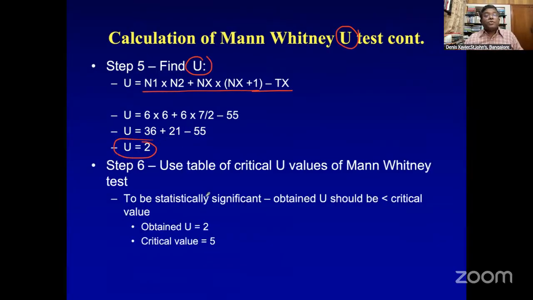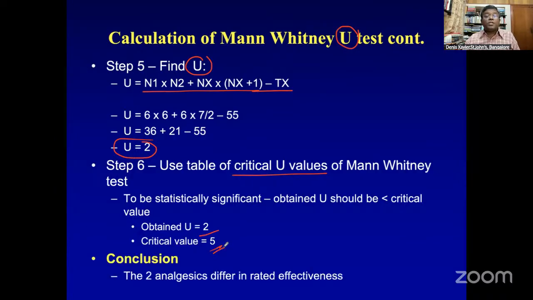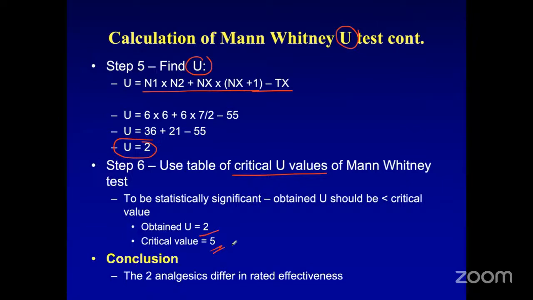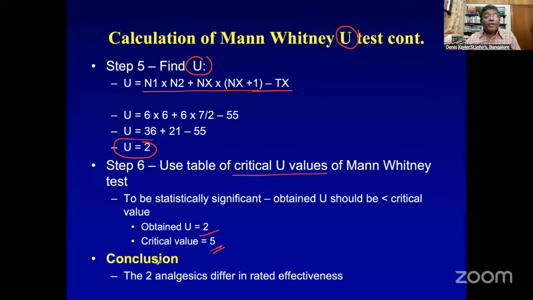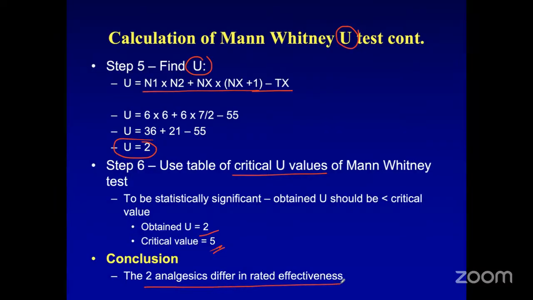Okay. So step 6 is use the table of critical U values for Mann-Whitney U test. The obtained value for U is 2. Critical value is 5. Let's look at this. Oh, I don't have the table to show you. So what are we concluding now? That the two analgesics differed in the rated effectiveness. So that is how we make a conclusion.